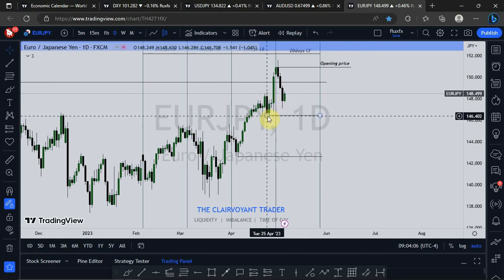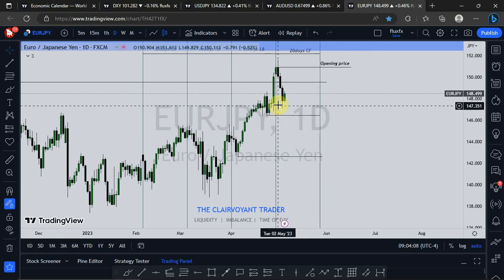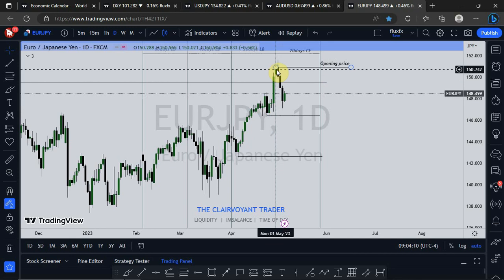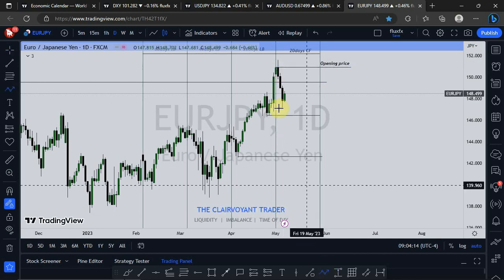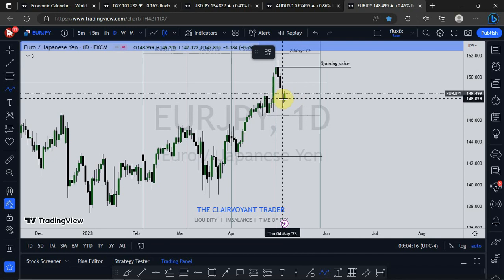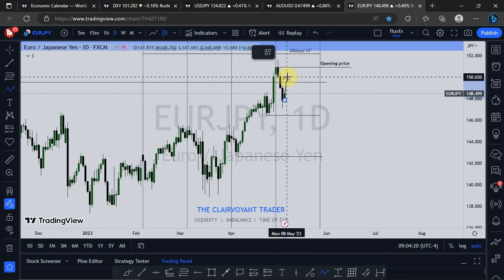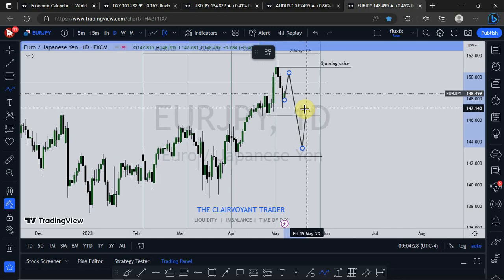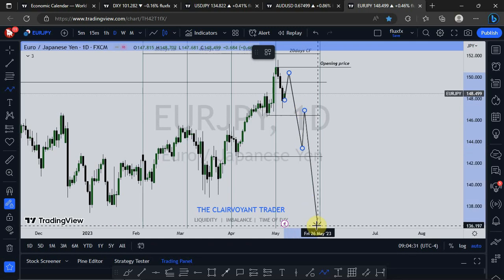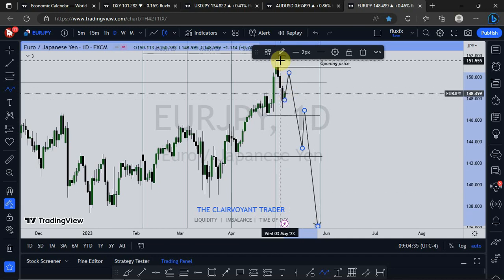We are stuck within this range high, this range low, and then this range high. If we are likely to see price continue to move to the downside, this is what I'm expecting to see: price retrace into this zone here, break this low, then we see a reversal back into this low, and a continuation to the downside.